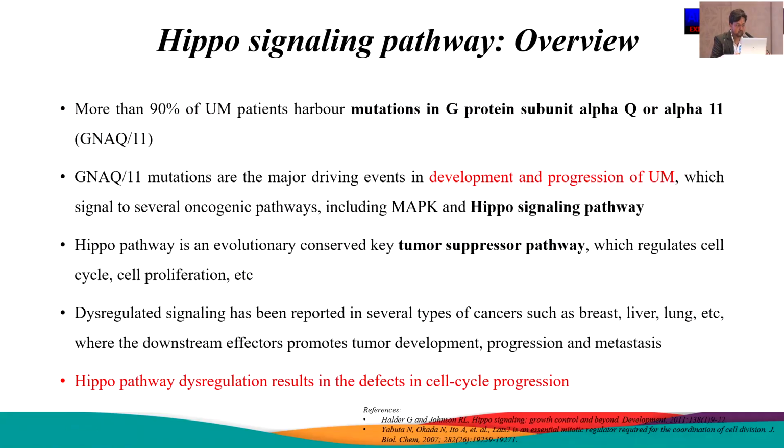Coming to the Hippo pathway, more than 90% of uveal melanoma patients harbor mutations in GNAQ or GNA11, which may signal several oncogenic pathways such as MAP kinase and the Hippo pathway. The Hippo pathway is a key tumor suppressor pathway which regulates cell cycle and cell proliferation, and dysregulated signaling has been observed in many cancers such as breast, liver, and lung.